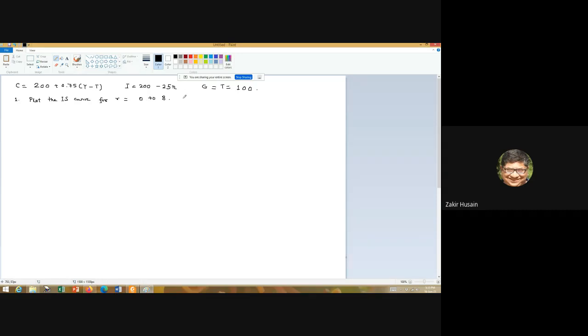So you have to find out 9 values. Let's not find it for all 9 values, just for R equal to 0, let us say 4 and 8. Okay. Let's simplify this. So we'll equate Y equal to C plus I plus G. Then over here, what will it be? Y minus 100.